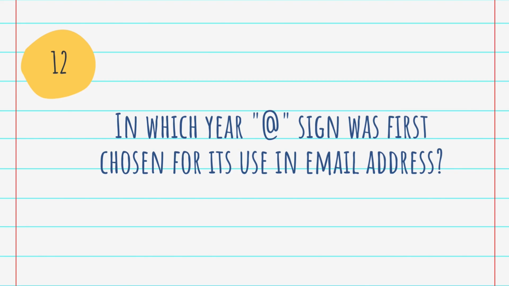Question number 12. In which year @sign was first chosen for its use in email address? Answer is in 1972. @sign was first chosen for its use in email address. Basically, the email address generally has two parts, user ID and the domain name. The @ symbol is used to separate the user ID from the domain name in the email address.